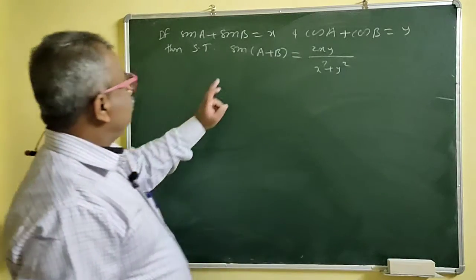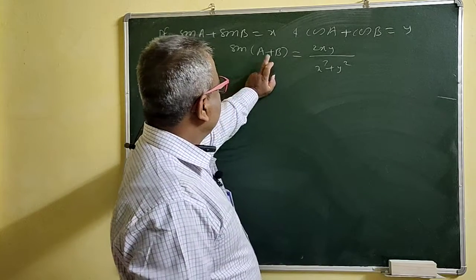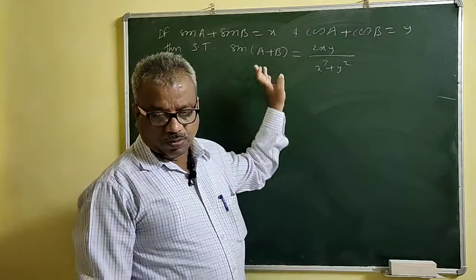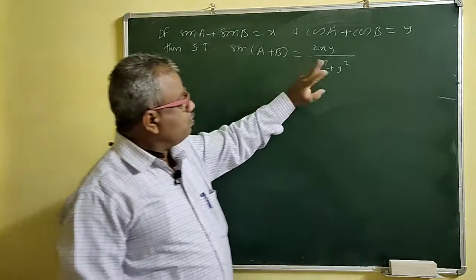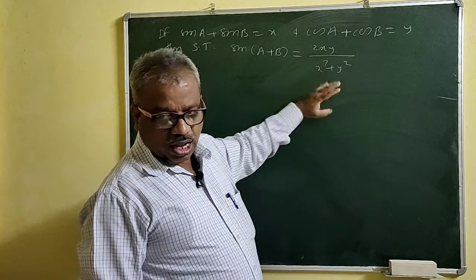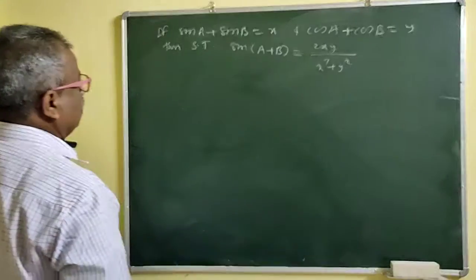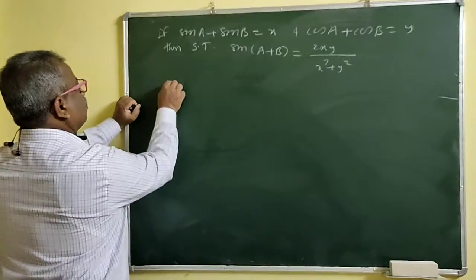So now see here, sin A plus B is here now, right? So we know the formula for sin A plus B just now, right? So what we'll do, we'll take LHS, we'll take RHS, right? And we'll show that it is sin of A plus B. Just we'll find this x square plus y square first.